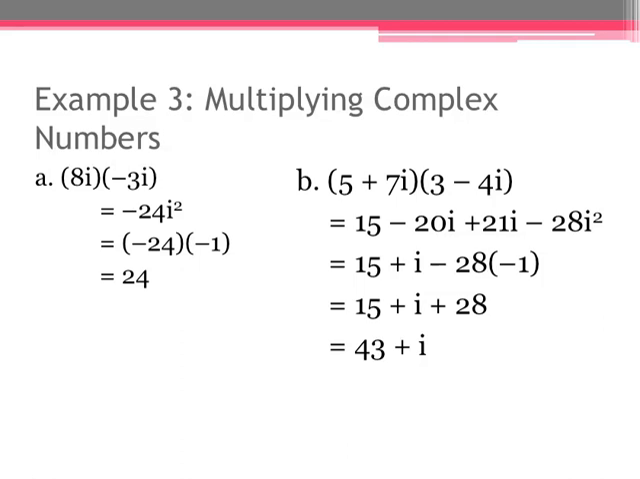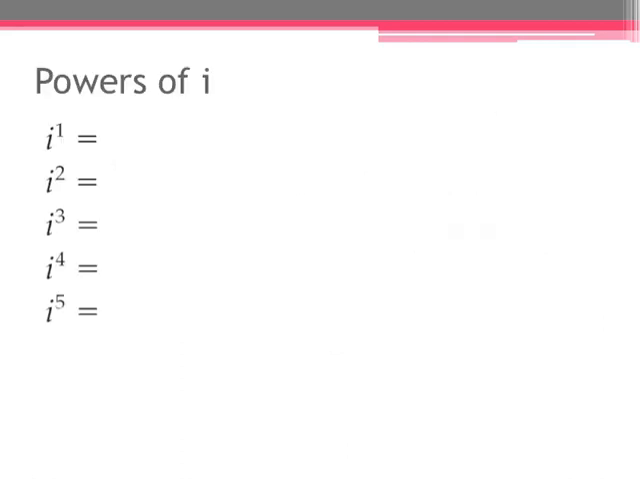Now we've talked about i squared, and we can see that as you multiply and it gets more complicated, you might actually end up with i to a higher power than just to the second power. So let's talk about what happens when i gets raised to higher powers. So i to the first is obviously equal to i. i squared we know is equal to negative 1.